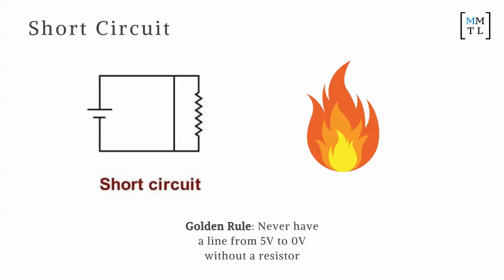So the golden rule is to never have a line from 5 volts to 0 volts without a resistor, okay? So I'll just talk about what that actually means. If someone can give me a breadboard. So never connect the red to blue directly without a resistor. Does that make sense? Okay, so that's going to cause a fire, so we just have to be careful.